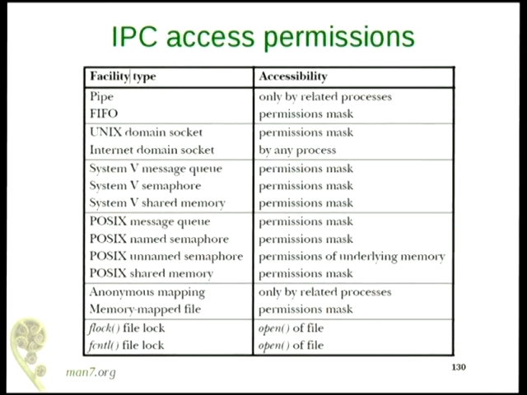So, again, I've tabulated there for various IPC mechanisms what the mechanism is that defines accessibility. For a lot of mechanisms, it is a permissions mask, in other words, a user and group ID that are associated with the object, and read-write permissions for 3 different classes of user. For some objects, like pipes, it's related processes.